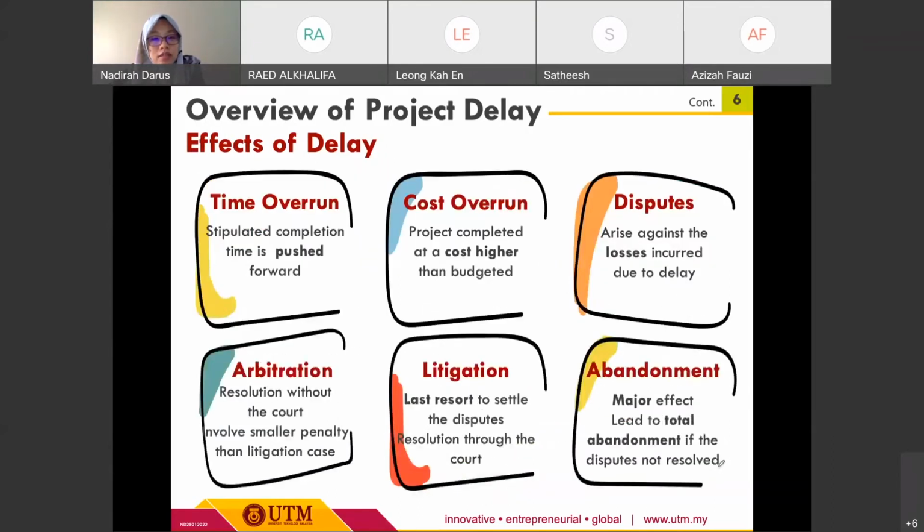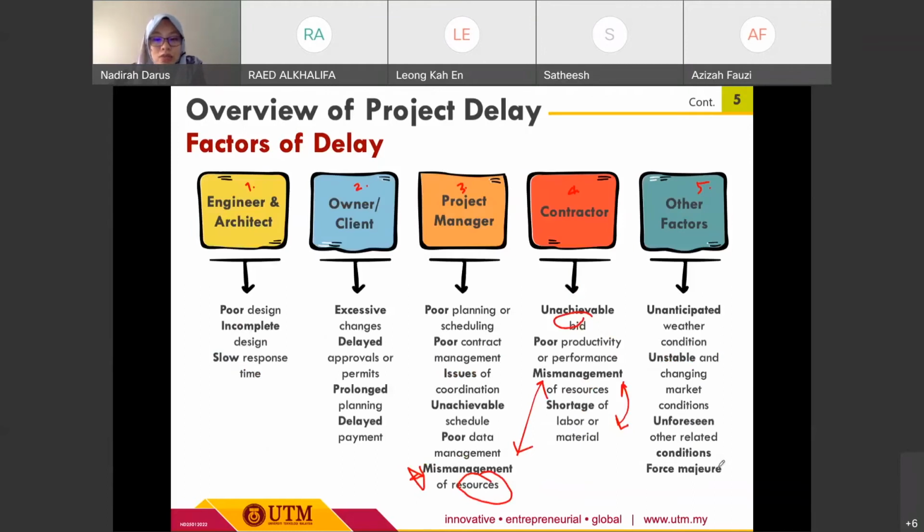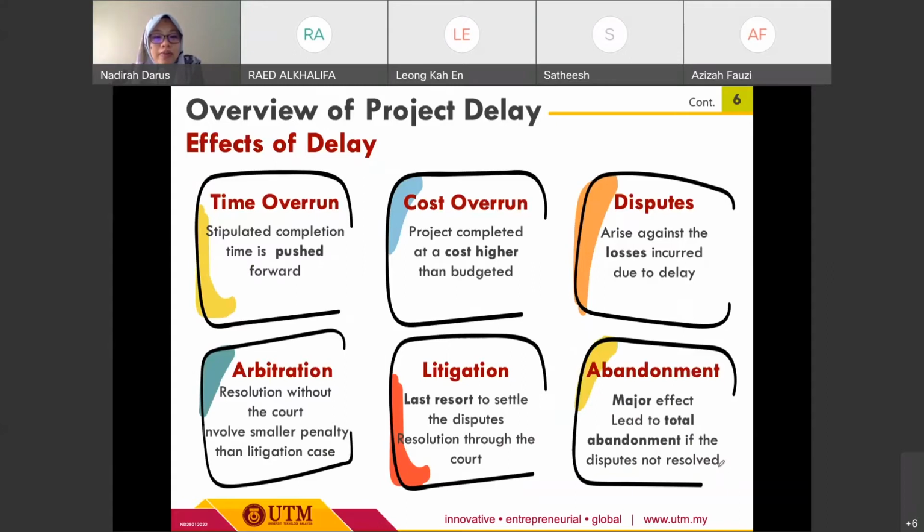This is actually quite straightforward. So for your additional information, you may do your own reading. You may refer to related journals or articles to compile more information on this. And then, similar for effects of the delay, there are actually so many effects or sub-effects. This sixth category is part of the main effects of the delay.